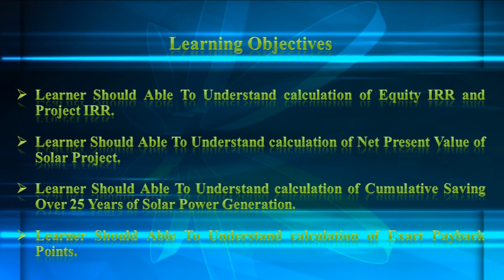Learning objectives of lecture number 7 are: the learner should be able to understand calculation of equity internal rate of return and project internal rate of return. The learner should be able to understand calculation of net present value of a solar project, calculation of cumulative saving over 25 years of solar power generation, and calculation of exact payback points.